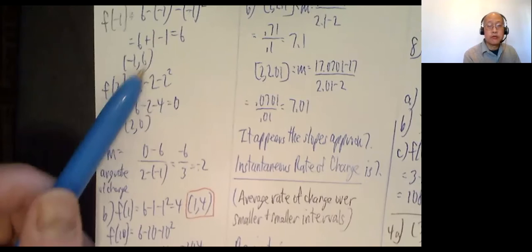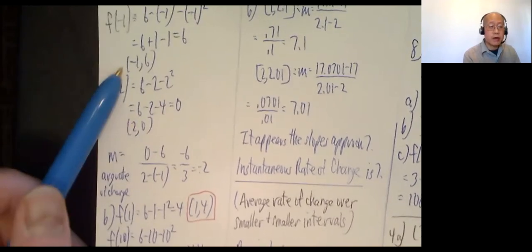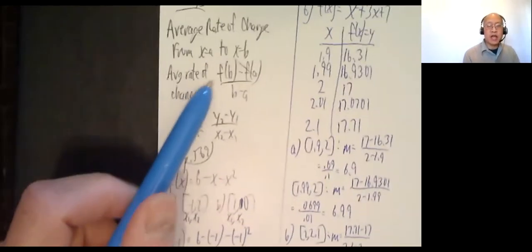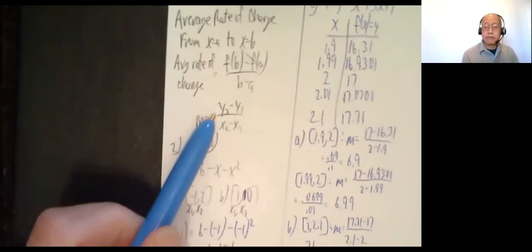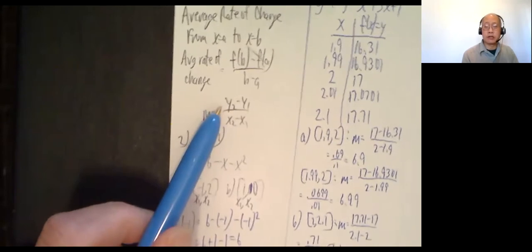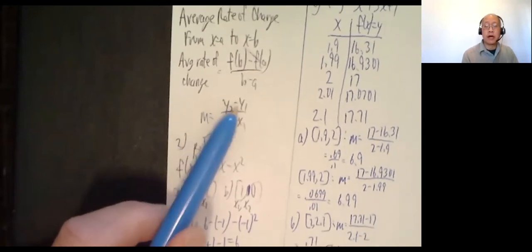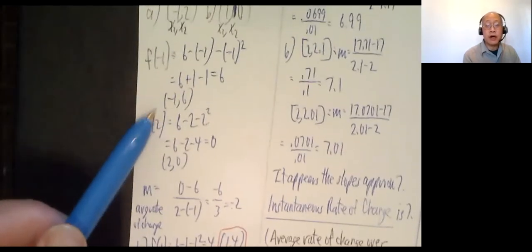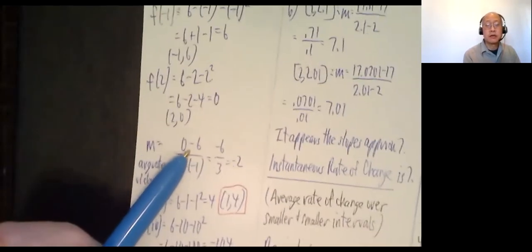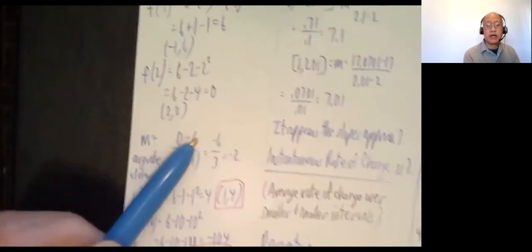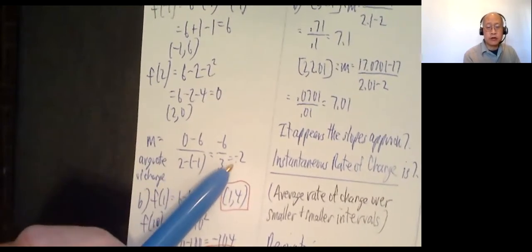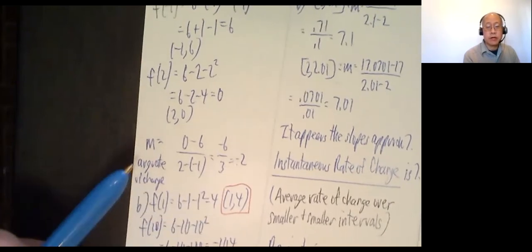So y2 minus y1 divided by x2 minus x1. Even though they write it like this, f of b minus f of a divided by b minus a, that looks scary. It's the slope that you've seen way back in algebra 1, algebra 2, and so on, right? y2 minus y1 over x2 minus x1. So I subtract the y's. 0 minus 6 divided by, subtract the x's, 2 minus a negative 1. Negative 6 divided by 3, negative 2. That's all there is to it.